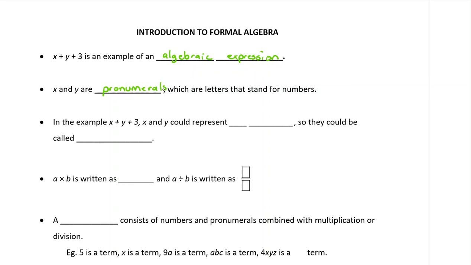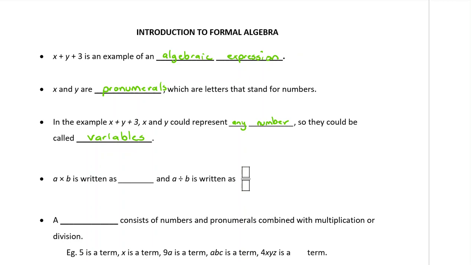We call them pronumerals. In the example, x plus y plus 3, the x and the y could represent any number. And a lot of the time we are doing questions where we do not know what those numbers are. There are some very specific times when I will tell you that maybe x is equal to 5, but a lot of the times we don't know. So if they can be any number, they are called variables because they can vary in what they're equal to.